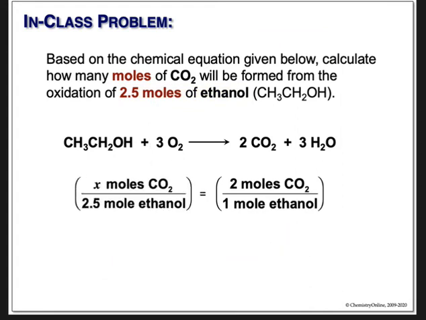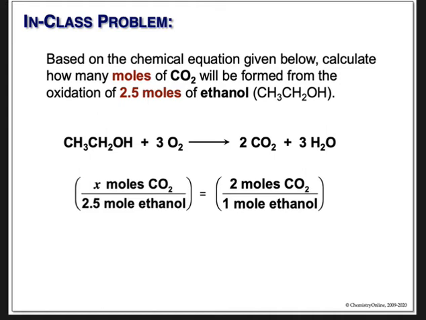Now, once you get it set up, again, make sure ethanol is in the denominator on both sides. The reason this is easier is you just set up your ratios, take your calculator, and do 2.5 times 2 divided by 1. That's it. You got your answer. We'll do this the long way just to make you more comfortable.